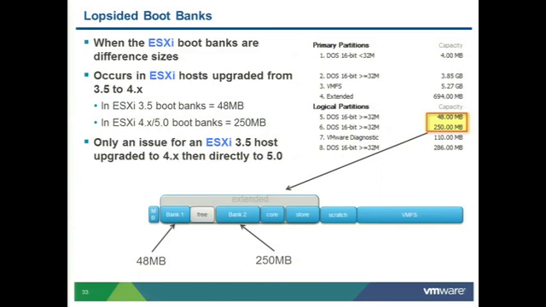Okay, but how do I know if I have lopsided boot banks? Probably the easiest way is to log on to the disk properties, and you'll see here on the screenshot that number 5 is 48 meg, number 6 is 250 meg. That's just showing a host where I installed 3.5 and upgraded, to show what lopsided boot banks are. It's probably something that won't affect most of us, but if you have 3.5 hosts and you're upgrading, just be aware of what a lopsided boot bank is, and that's something you should pay attention to.